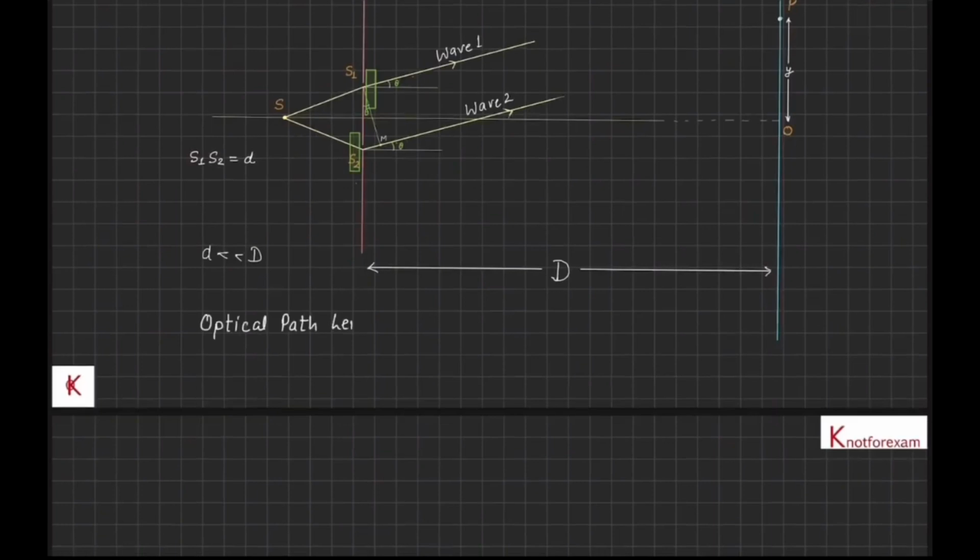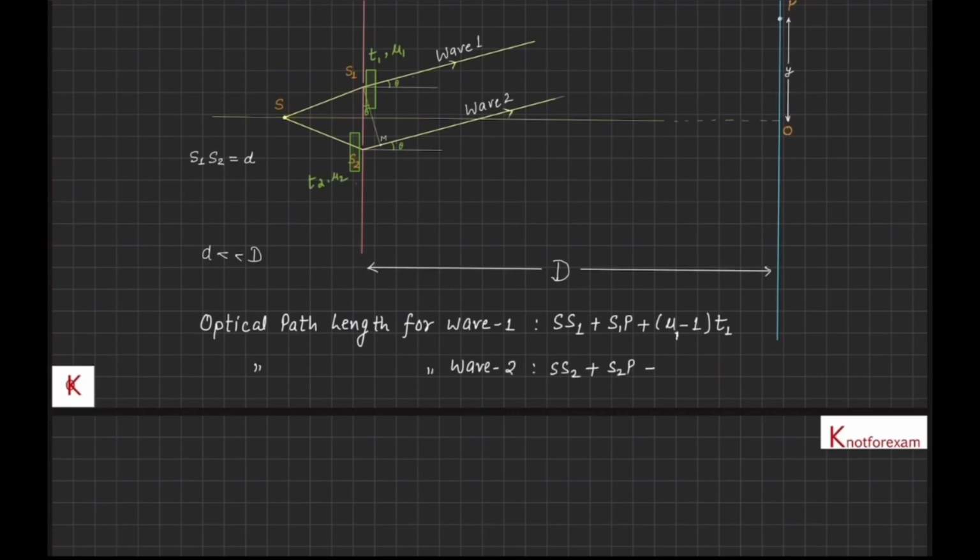For wave 1 reaching at P, the optical path length from the source S to P through S1 will be SS1 plus S1P plus (mu1 minus 1) into T1, and for wave 2 reaching at P, the optical path length from source S to P through S2 will be SS2 plus S2P plus (mu2 minus 1) into T2. Therefore, the path difference for wave 1 and wave 2 reaching at P will be delta x, that is equal to SS2 minus SS1 plus S2P minus S1P plus (mu2 minus 1) into T2 minus (mu1 minus 1) into T1.